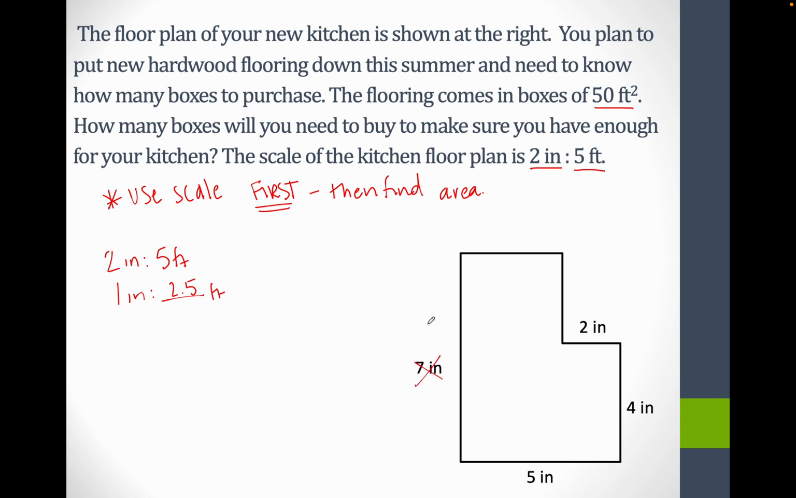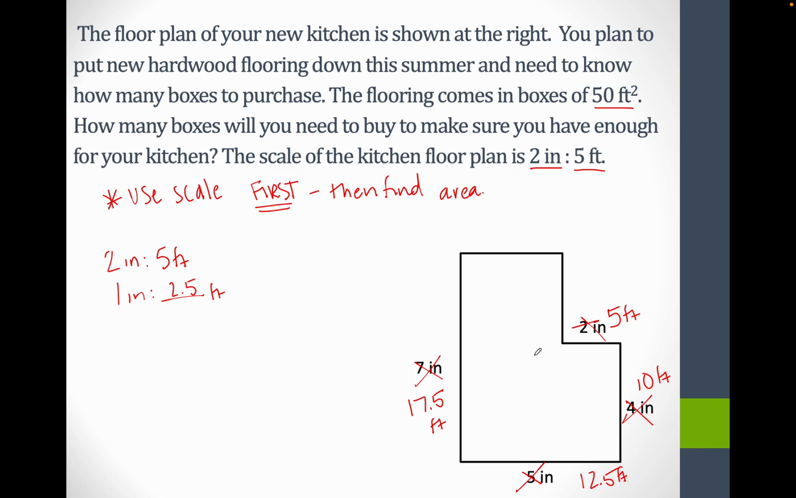Now we need to take all of our measurements and multiply them by 2.5 so that we know what they are in feet. So 7 times 2.5 is 17.5. 5 times 2.5 is 12.5. 4 times 2.5 is 10. And 2 times 2.5 is 5.